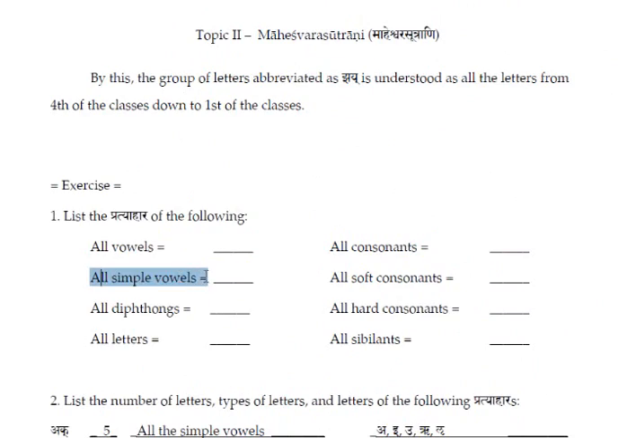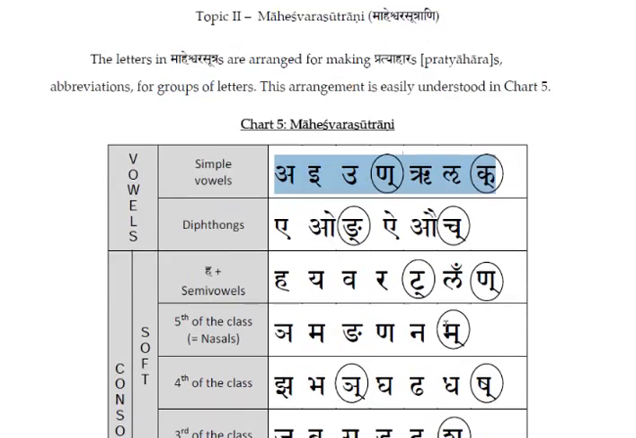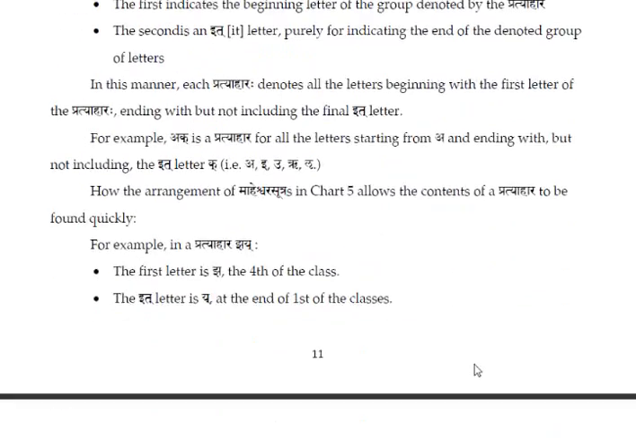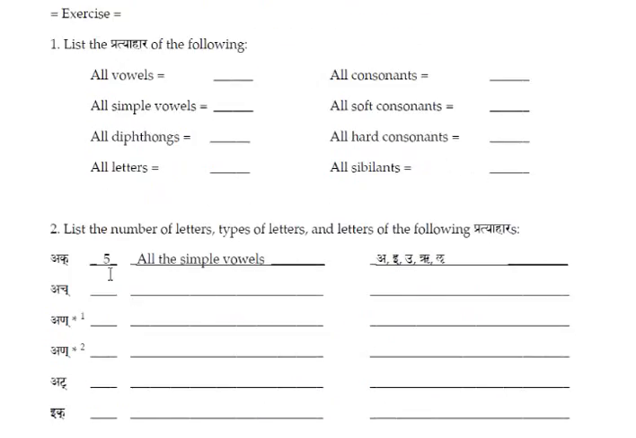Then, all simple vowels. How do you say? ak. Just like that, you can do it. In the next video, we can do it together all the way, and I'll also show you how you do the second exercise: list the number of letters, type of the letters, and the letters of the pratyahara. When you hear ak, how many letters are included? a, i, u, and then ṛ, ḷ, five. You can call them all the simple vowels, and you can list them. Please don't include the it letters.